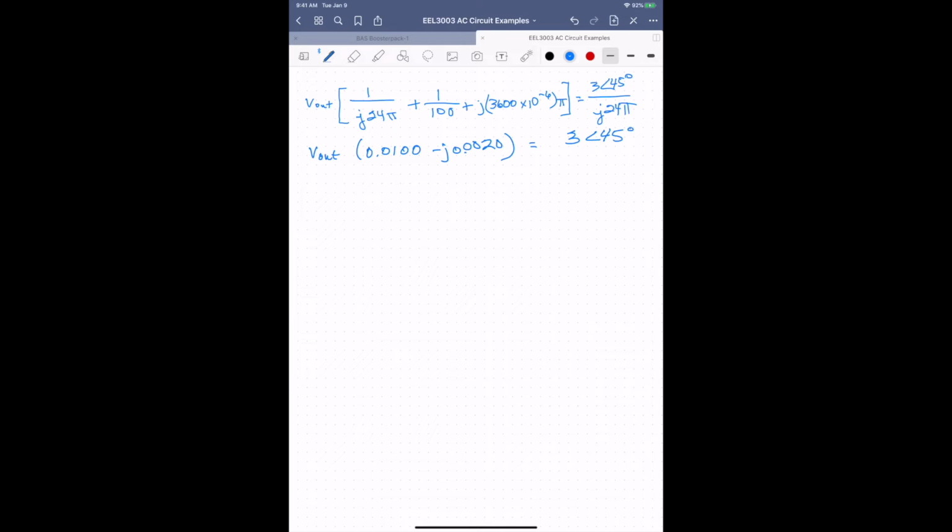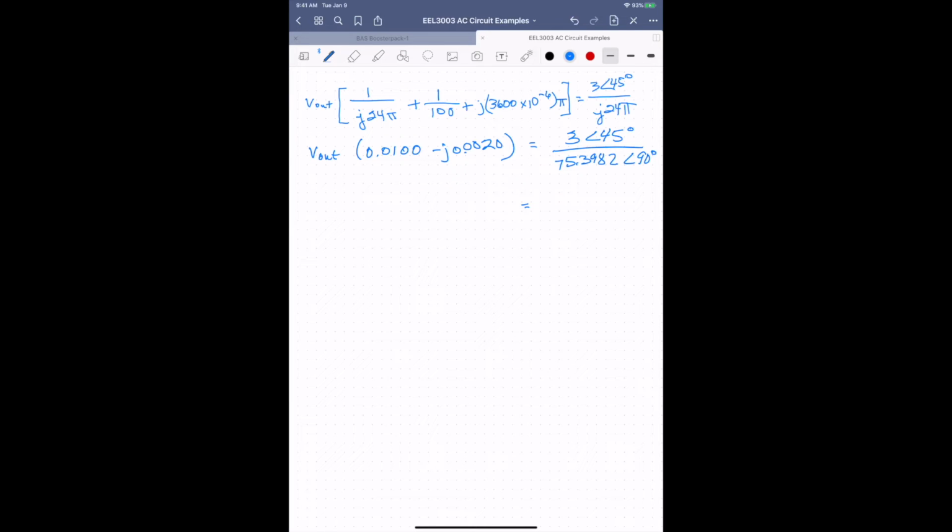Let me write those both as phasors so you can see some of the advantages of that. We have 3 at an angle of 45 degrees, and when we figure out J times 24 times pi, we end up with J times 75.3982. And since we have a J, we know that means it's at 90 degrees. Now you could put this in your calculator if you want. There's many ways to solve it. At this point, what I normally do is I go ahead and divide 3.